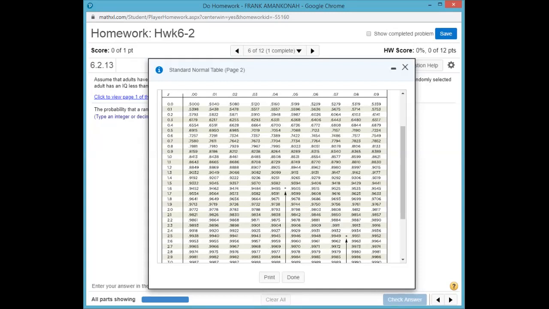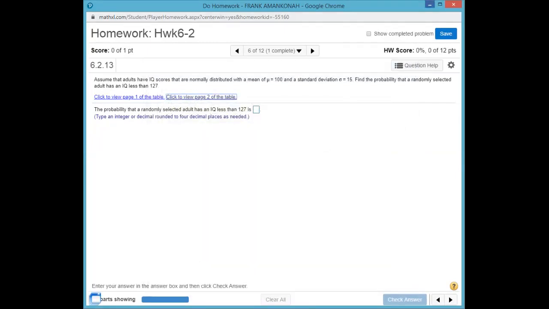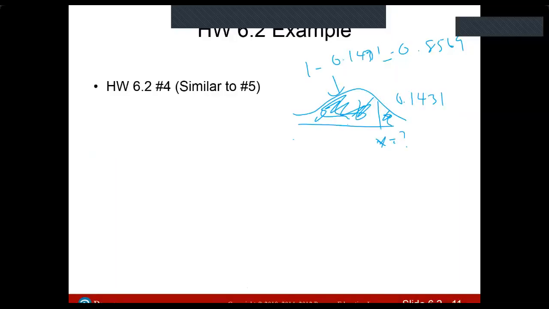The z-score is 1.07. Okay, so let's minimize this, and let's share our PowerPoint. Okay, so we got the z-score that corresponds to this value here.